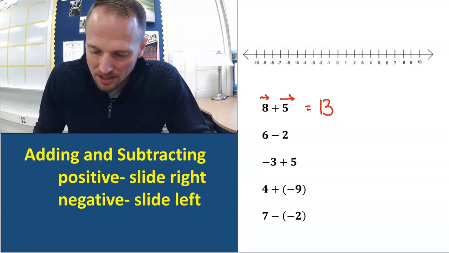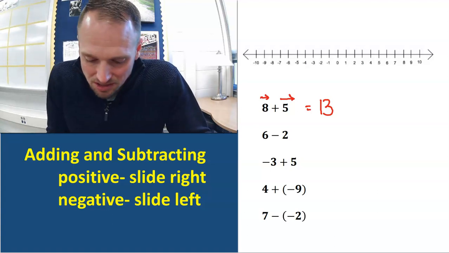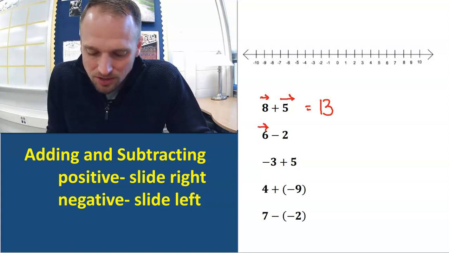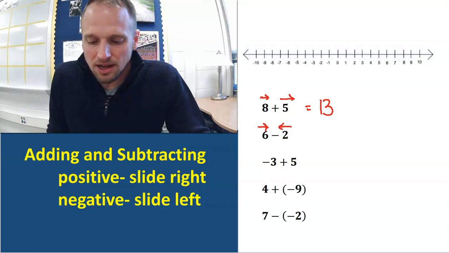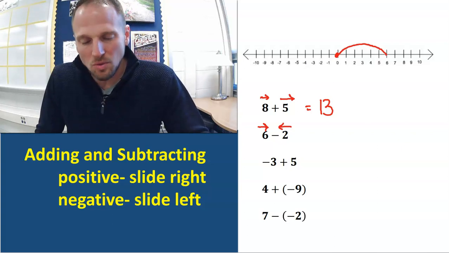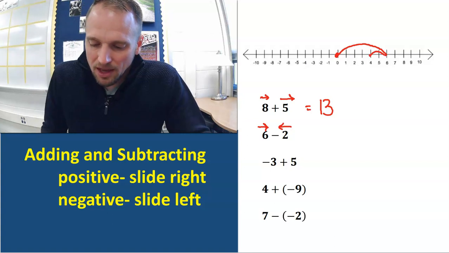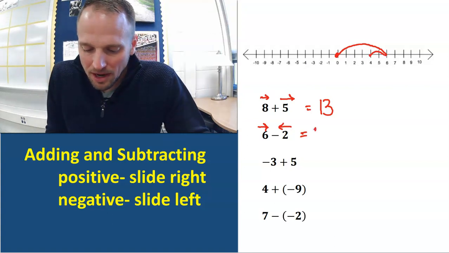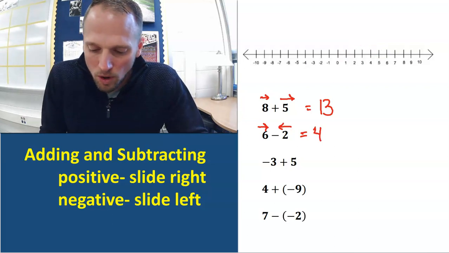On the next one, it says 6 minus 2. For today, I'm going to say 6 and negative 2. I've got a positive 6, so that'll slide to the right. I've got a negative 2, that'll slide to the left. So I'm going to start at 0, and then I'm going to go to a positive 6, so sliding to the right 6, and then I'm going to slide back 2, and we're going to see that that is going to be a positive 4. Again, I know you know this, but let's just think about why it is, okay?